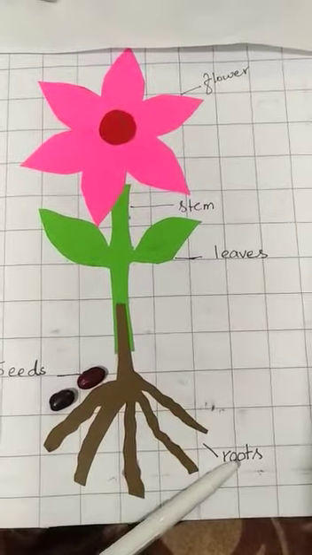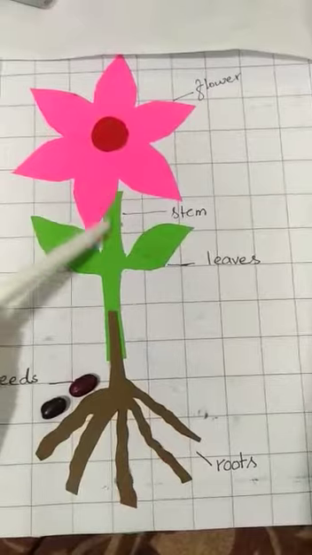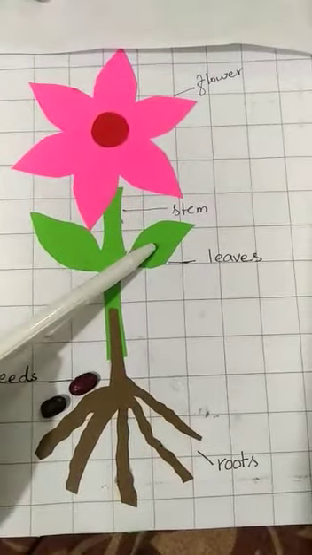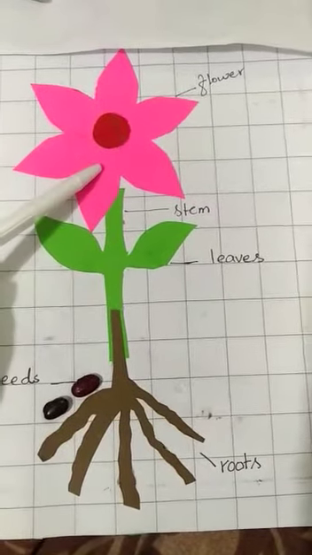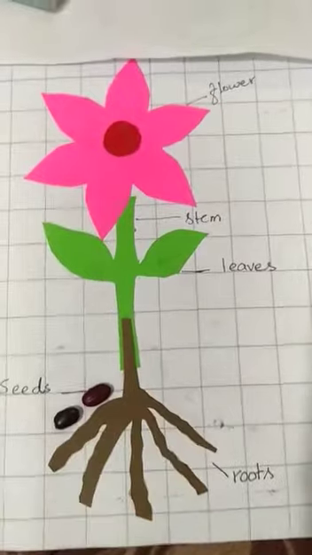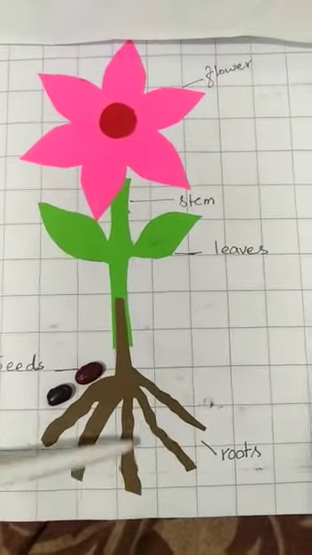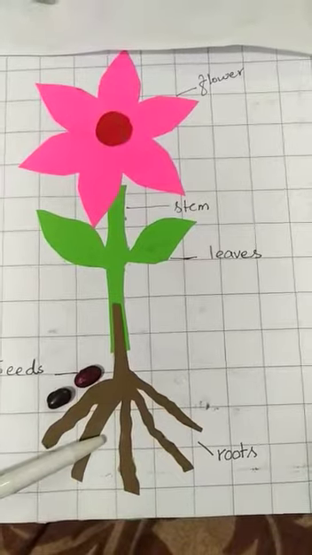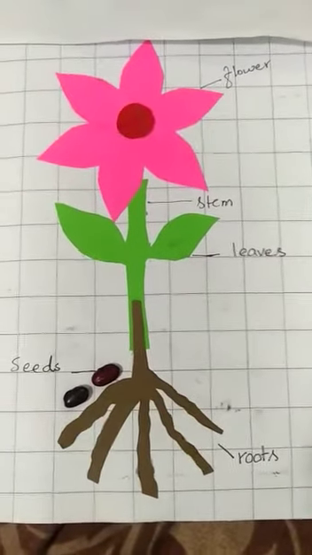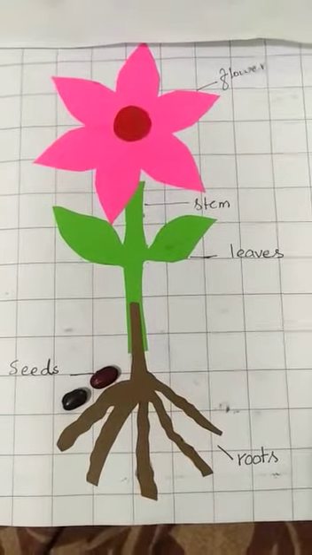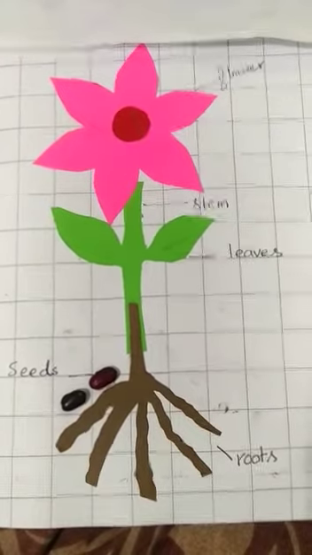roots, stem, leaves and flower. Now what you have to do at your home, you will draw a picture of a plant like this and color the basic parts of the plant and learn their names as well.